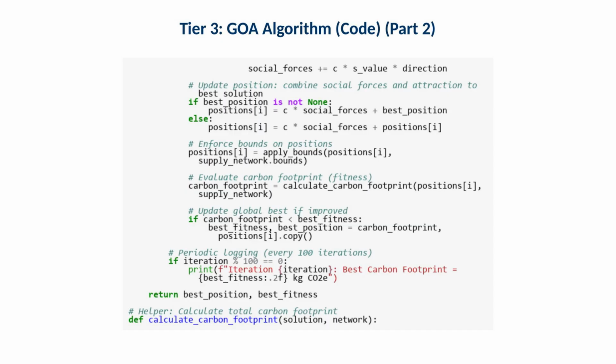This section usually implements the iterative update loop. Compute fitness for all grasshoppers, identify the best target, update positions, and enforce any feasibility repairs. Because this is an emissions problem, feasibility often includes mode share limits, facility activation logic, and capacity constraints.